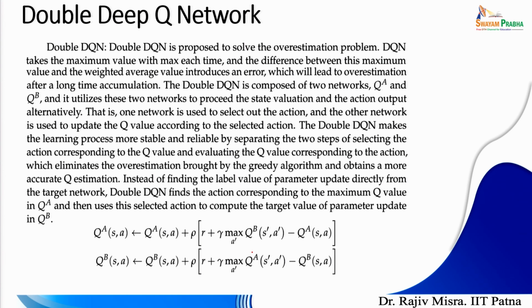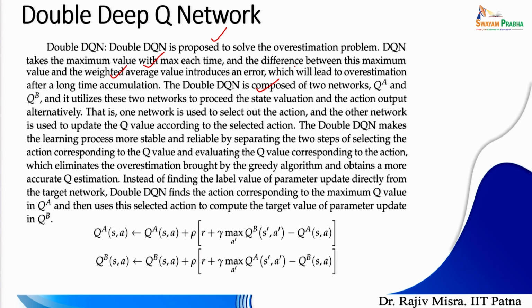Now, let us see about the double DQN. Double DQN is proposed to solve the overestimation problem. DQN takes the maximum value each time. The difference between this maximum value and the weighted average value introduces an error, which will lead to overestimation after a long time of accumulation.